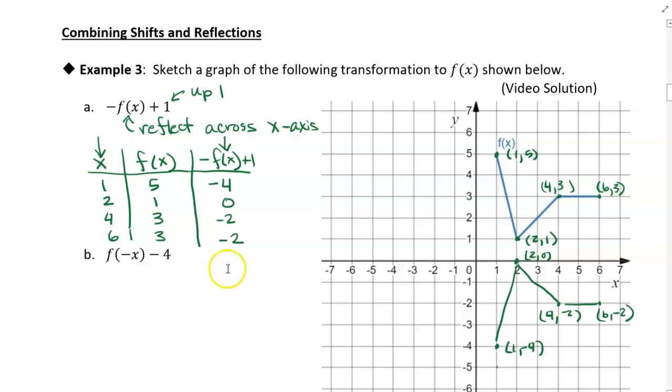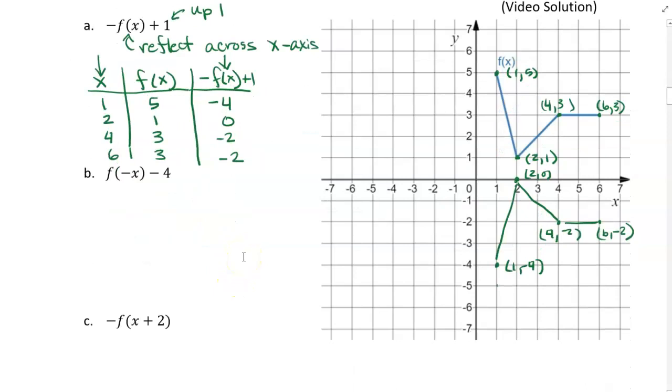All right, so let's take a look at the next one. Here we have a reflection across the y-axis, right? We have f of negative x, that's a reflection.